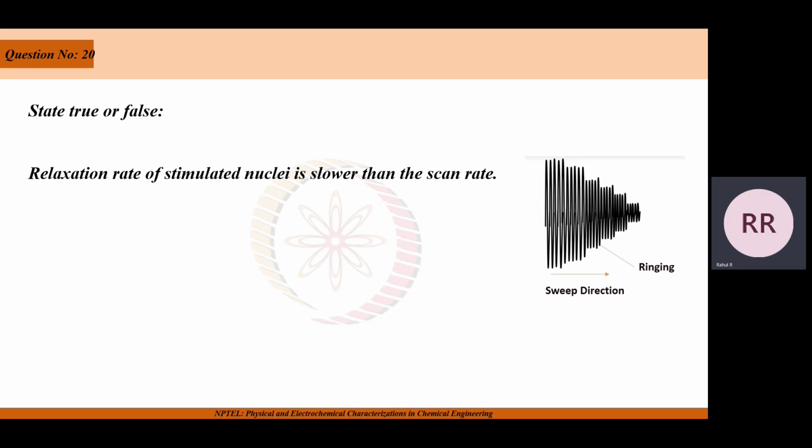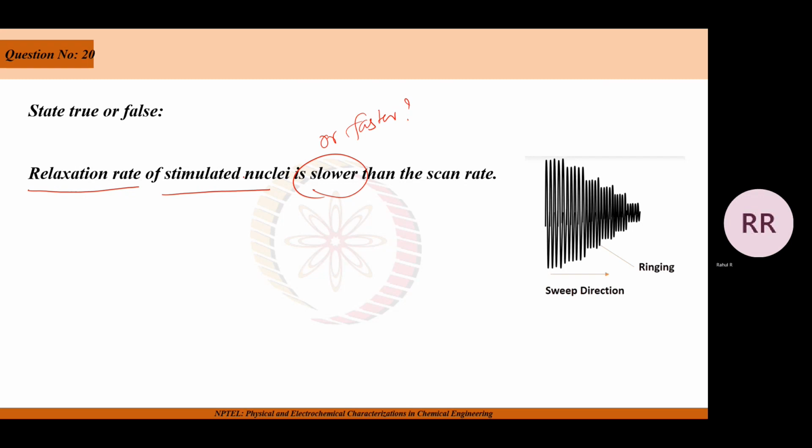Okay, now we can go to our next question. Next question is a true or false question, and the question is: the relaxation rate of a stimulated nucleus is lower than the scan rate. You need to know whether the relaxation rate of a stimulated nucleus is slower or faster than the scan rate. Is this true or false? I'll give you a few seconds to think about the answer, then I'll discuss the answer with you.